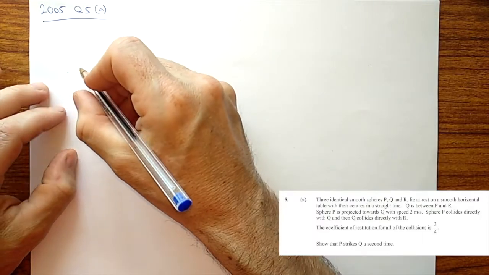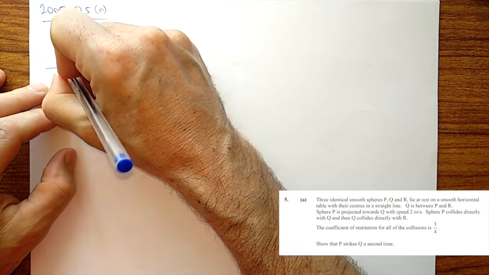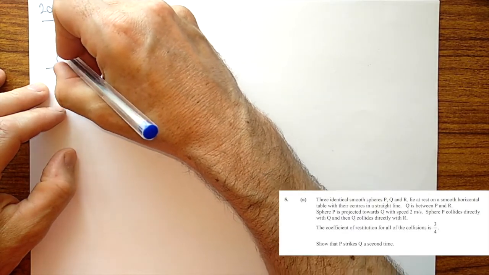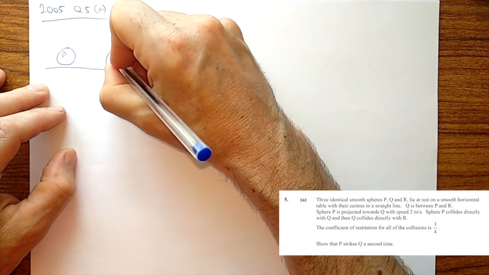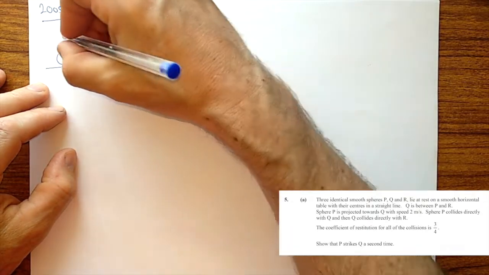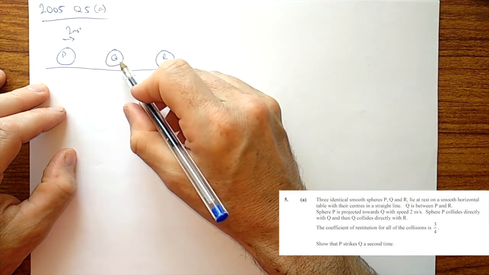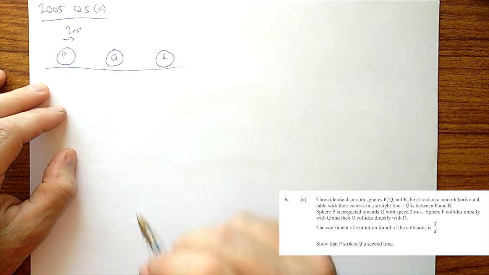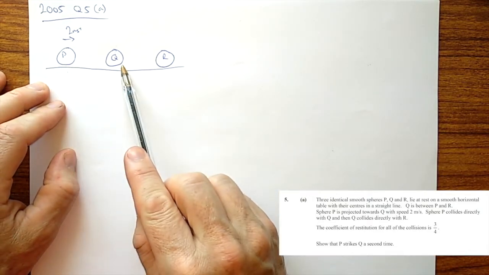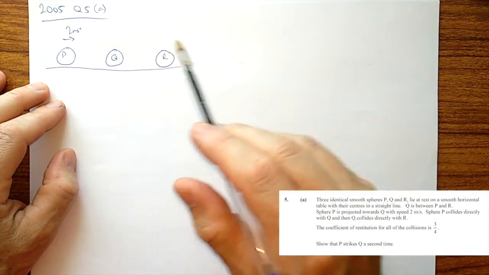So, let's draw this out just so we get our bits clear. Not the most horizontal table, but it'll do the trick. There we go. So this is P, Q, and R. We start out here with P moving at 2 meters per second, and these two are stationary. Now the key in this one is we have two collisions. We have P hitting Q, and then we have Q hitting R.